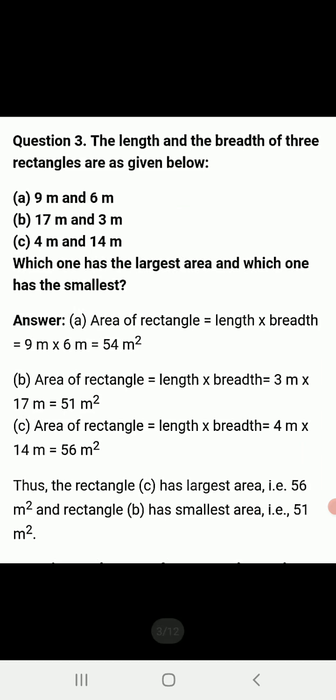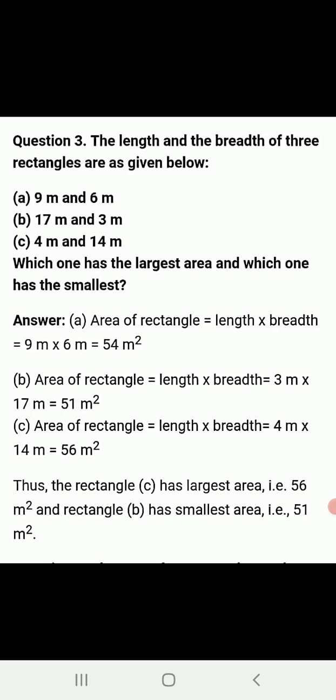Question number 3. The length and the breadth of 3 rectangles are given below. Which one has the largest area and which one has the smallest area? So what we have to do is, for all 3 rectangles, we will find the area. Then we will compare and say which has the largest and which has the smallest area.